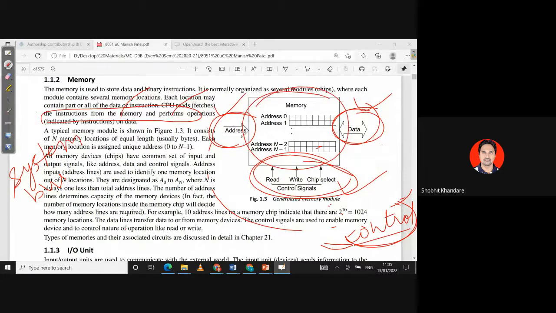Again, I'm repeating, please revise whatever I am explaining in the class, in the lecture. Is it fine? Any questions? Shall we stop for today?